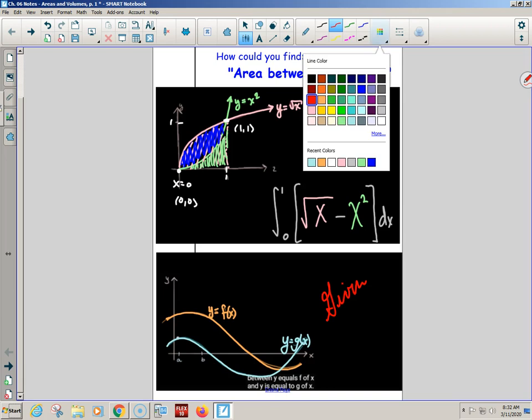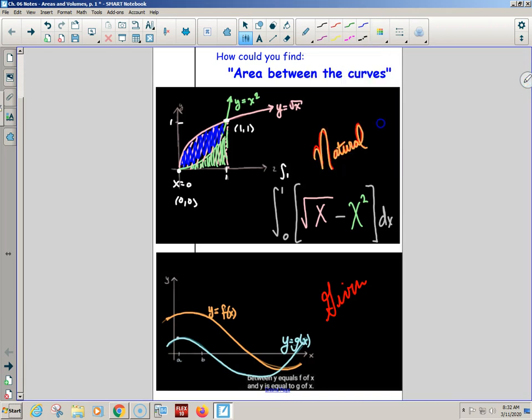But isn't it technically the exact same thing as if we were to do this the long way of going from 0 to 1 of the square root of x dx and then subtracting 0 to 1 of x squared? It's technically the same thing, right? It's just written in a much more condensed way, but we're taking the area of the bigger minus the area of the smaller and getting the area in between.